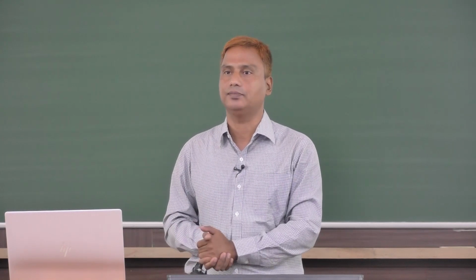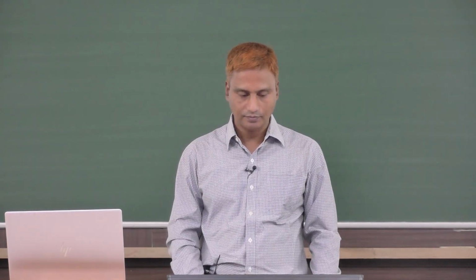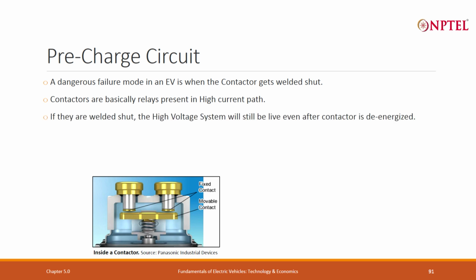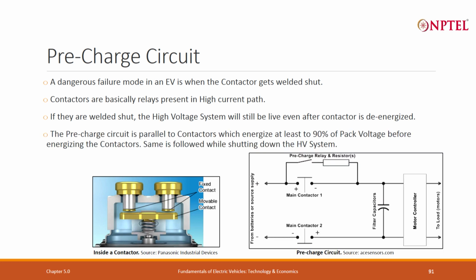A MOSFET is nothing but a switch like a contactor. Because of high current, contactors are basically used in the high current path. If they are welded shut, the high voltage system will still be live even after the contactor is de-energized. It means you say it is opened, but it is not. So, how do we handle it? We use a parallel path with a resistor and another switch, so that my potential difference between this point and this point is only 10%, which would not be the case if this were not there.